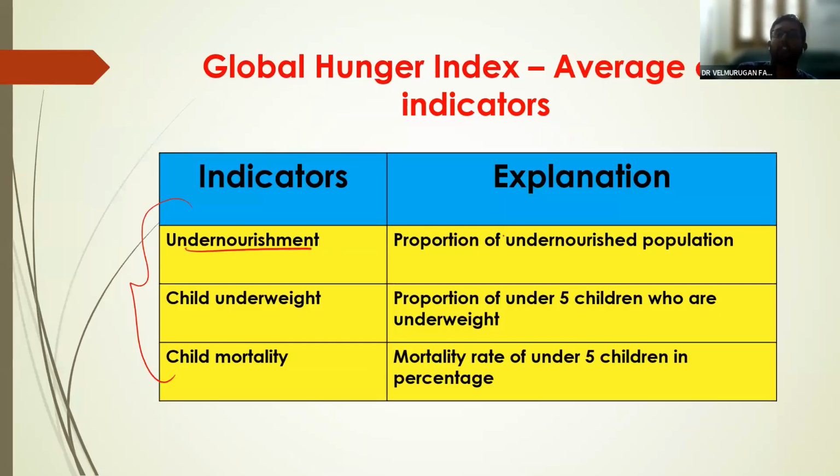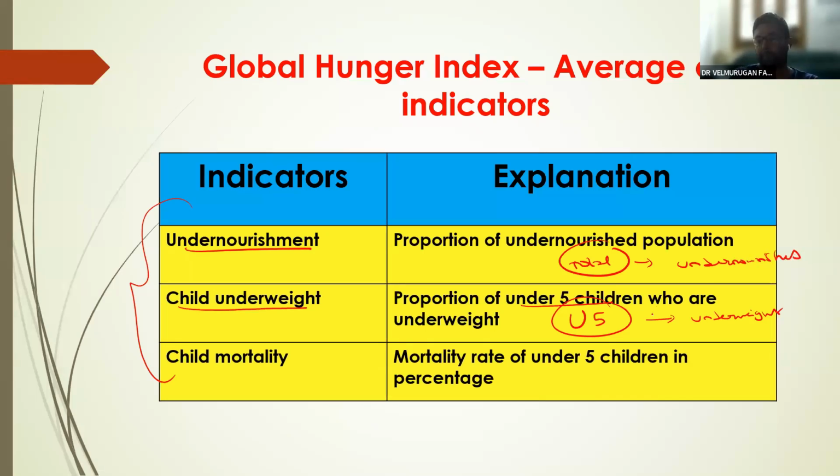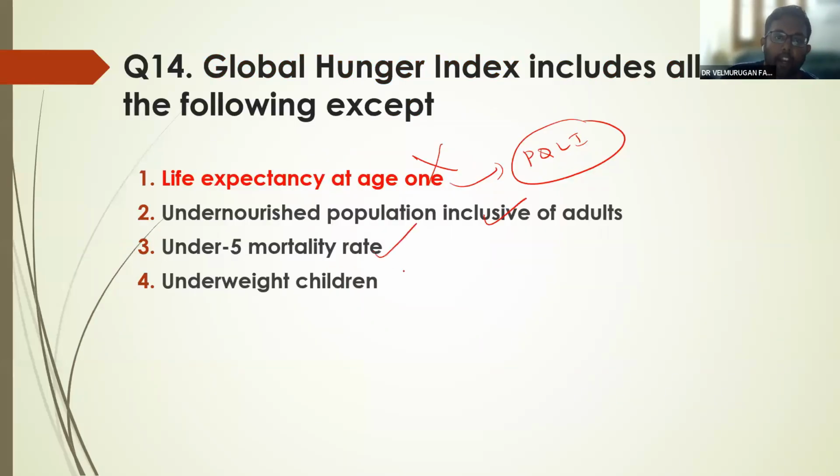One indicator is for undernourishment: the proportion of the undernourished population in the whole population, inclusive of adults as well as children. Then underweight children: how many children under 5 years are underweight? Then how many under 5 children are dying? That is mortality. So these are 3 things. One thing is for the common population, adults and children, and 2 things are specific to under 5. Undernourishment, under 5 mortality, and underweight children. So these 3 will come.